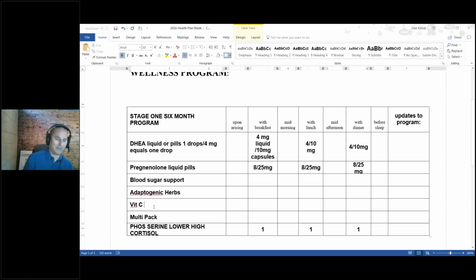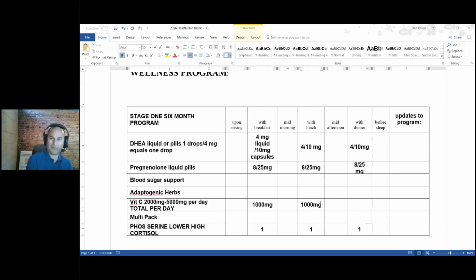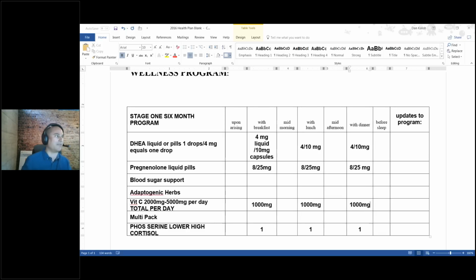Then someone asked about vitamin C. Vitamin C is 2,000 milligrams to 5,000 milligrams total per day, divided up. Typical would be maybe 1,000 milligrams here, 1,000 here. Some people get loose stool from vitamin C, so be careful if you use too much of it.